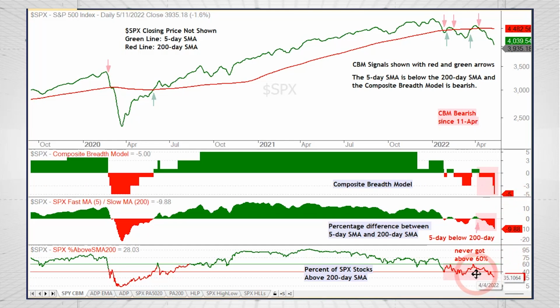And one of the inputs for the trend model on the S&P 500 is the percentage of stocks above the 200-day. And it turned bearish in January, and it needs to get above 60% to turn bullish again, and it never did that, even on that March advance. And then when it turned down in April again, you can see we moved below 30%. So fewer than 30% of S&P 500 stocks are above their 200 days. That's a bear market number. The vast majority of stocks are in long-term downtrends.